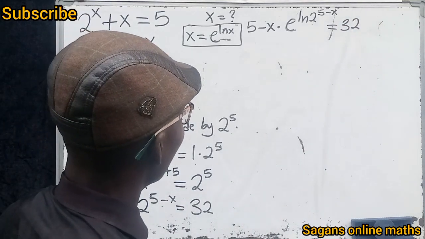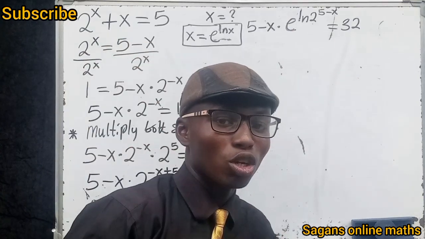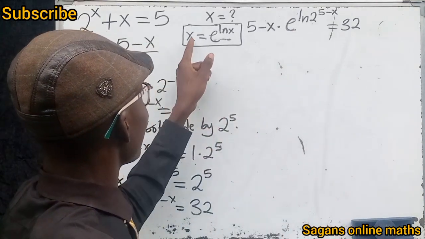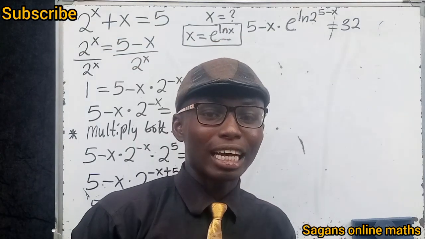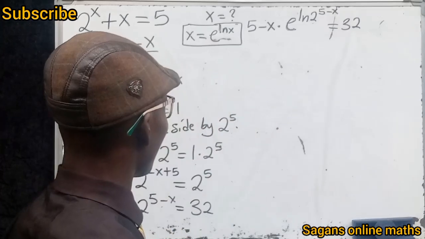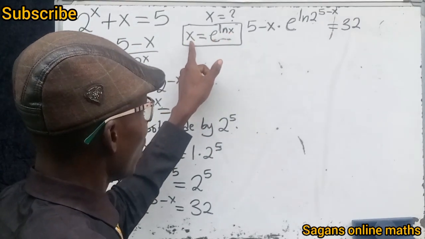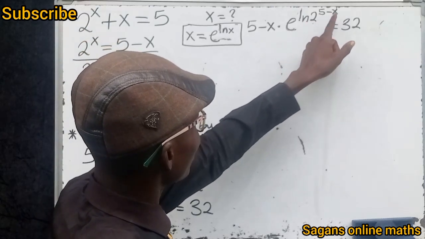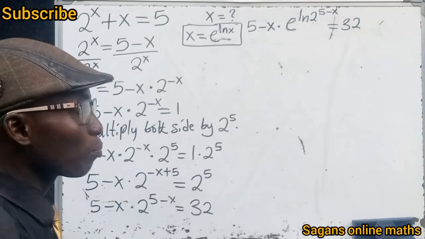You are not wrong, because if we simplify all this, if you're watching the videos I've done on this channel, I've told you how I prove that x is equal to e raised to the power ln x. And remember that one of the tricks about this is that natural logarithms are always in base e. Now x is equal to e raised to the power ln x, so the outcome is just x. So e raised to the power of ln 2 raised to the power of 5 minus x will just give us 2 raised to the power of 5 minus x. Very simple and interesting.